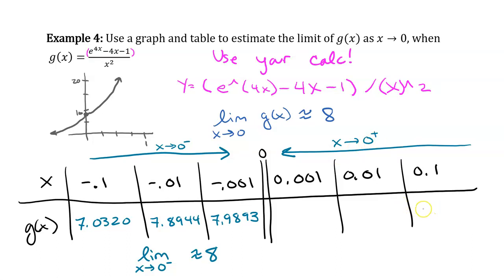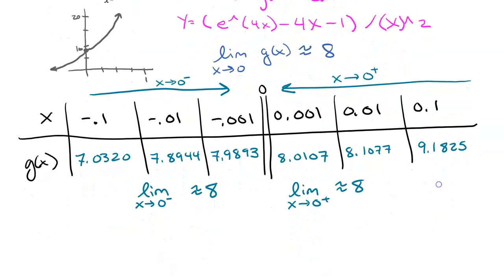So 0.1 is 9.1825, 0.01 is 8.1077, and 0.001 is 8.0107. So this does indeed look good. So if the two sides are equivalent and equal, then we can say with alacrity that the limit as x approaches 0 in its entirety is 8.